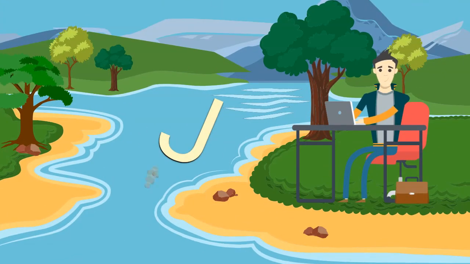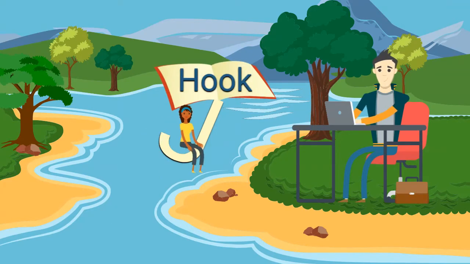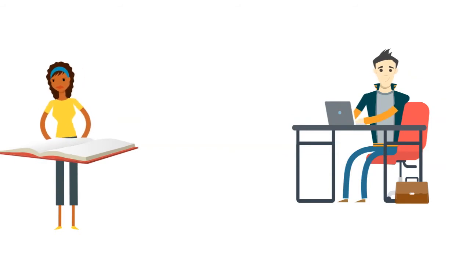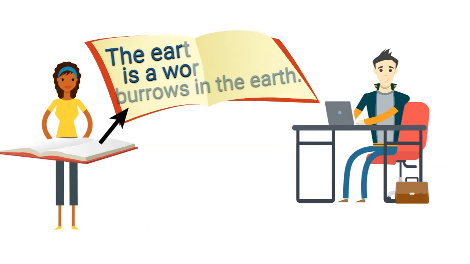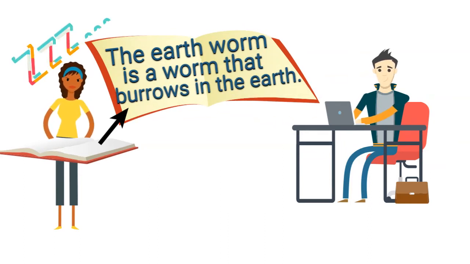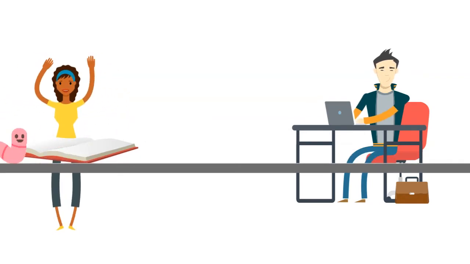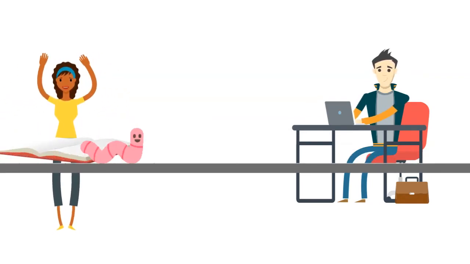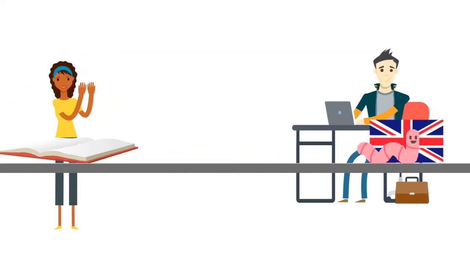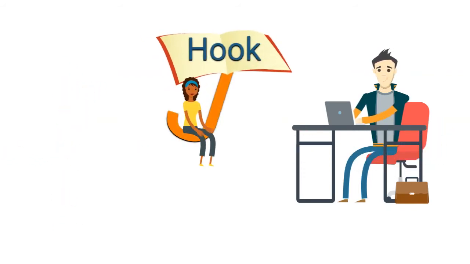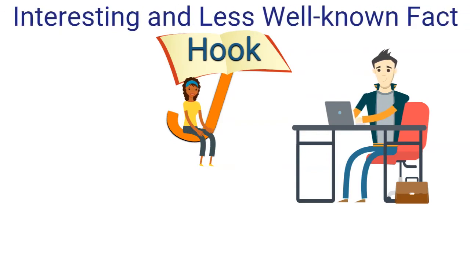Just like a hook can be used to catch fish, you want to hook your reader's attention. Most readers would not be interested in reading an essay if the first sentence looked like this: "The earthworm is a worm that burrows in the earth." However, your reader might be interested in reading something that read, "Measuring more than 40 centimeters long, Dave is the largest earthworm ever discovered in the United Kingdom." In this situation, the writer caught the reader's attention by introducing an interesting and less well-known fact.